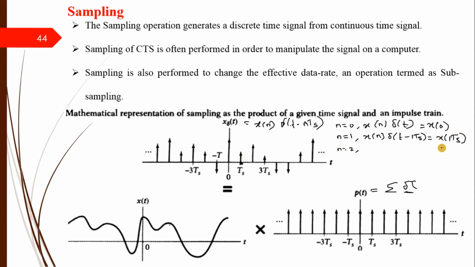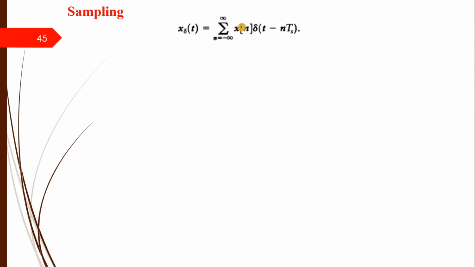Similarly, for n is equal to 2, you get x of 2 ts. So when I add all these things, I call it summation. That's why I write it in this fashion: summation x of n delta of t minus n ts. Please try to relate the mathematical model with the graphs. Then only can you understand and apply the mathematics. Okay, so you understood what x delta of t is and why it is represented in the given form.